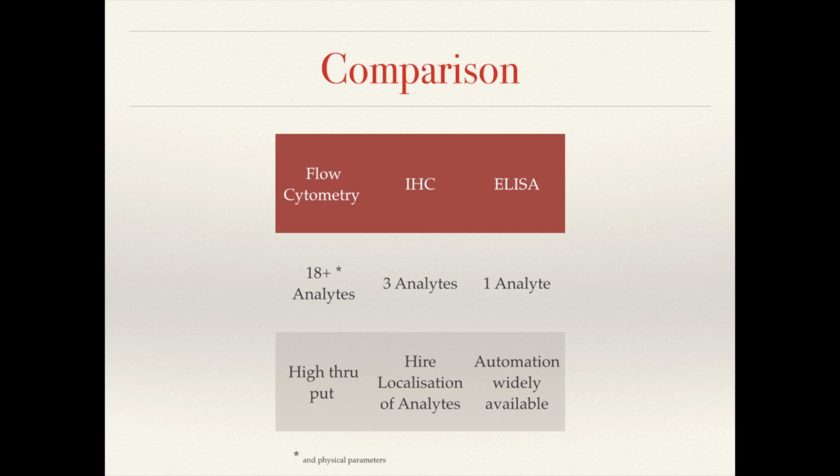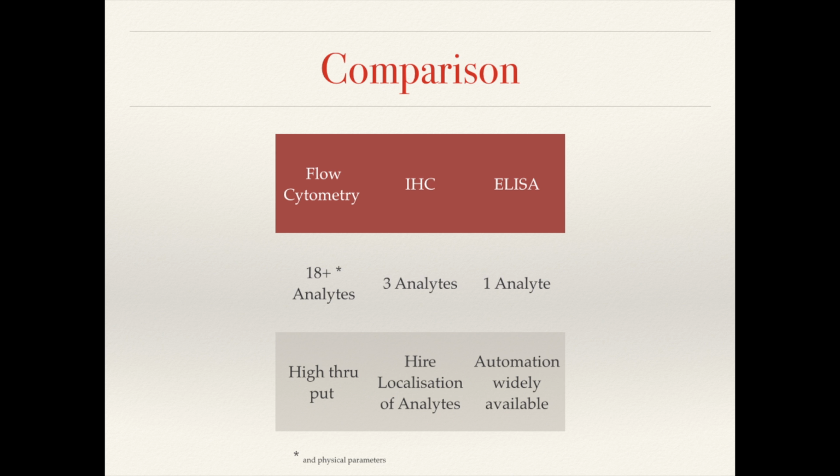So, to compare flow cytometry to other more common assays in the lab, such as immunofluorescence and ELISA: flow cytometry can measure up to 18 or more analytes. Immunofluorescence can measure up to 3 analytes, while ELISA can be multiplexed, but for the most part you only measure 1 analyte. Again, flow cytometry has a high throughput and can measure many cells per second, while with immunofluorescence you are limited by what is on the slide, and it's either a manual analysis using a microscope or using imaging software.